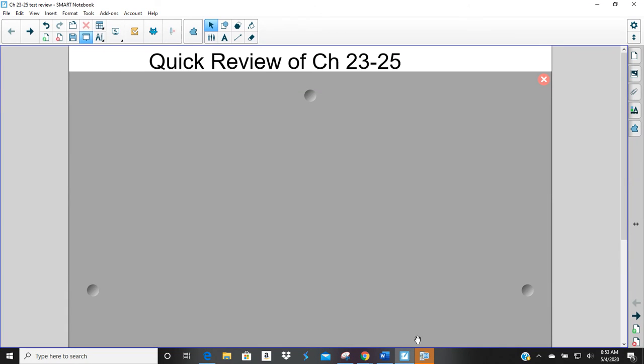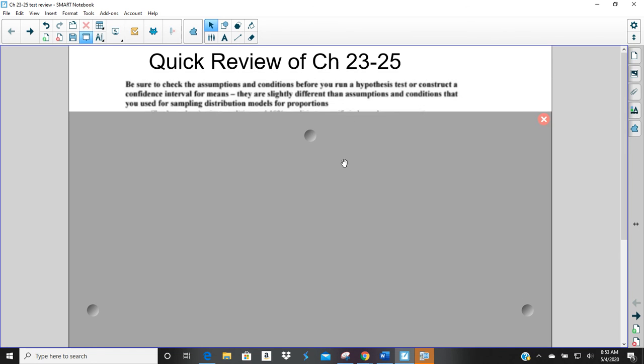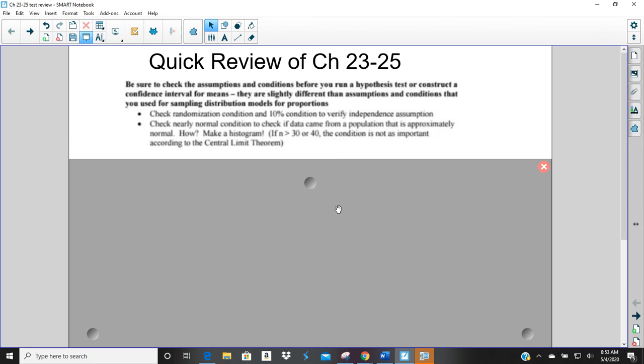Morning, everybody. We're going to do a quick review of chapters 23 to 25, and then I'm going to go through some examples that will be similar to what we'll have on the test on Tuesday. So let's get right to it. I wanted to talk quickly about some differences that we're seeing in modeling means versus modeling proportions.